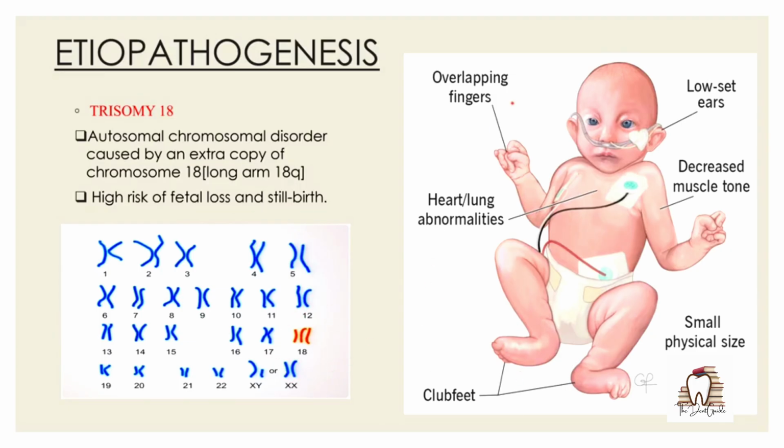You can see the clinical features in this picture. The head is underdeveloped, the ears are underdeveloped, there's microcephaly, microtia, there is depressed nasal bridge, hypoplasia of the nose, hypoplasia of the mandible. It's called micrognathia. A patient with Edwards syndrome has several heart and lung abnormalities. Let's see one by one in detail.